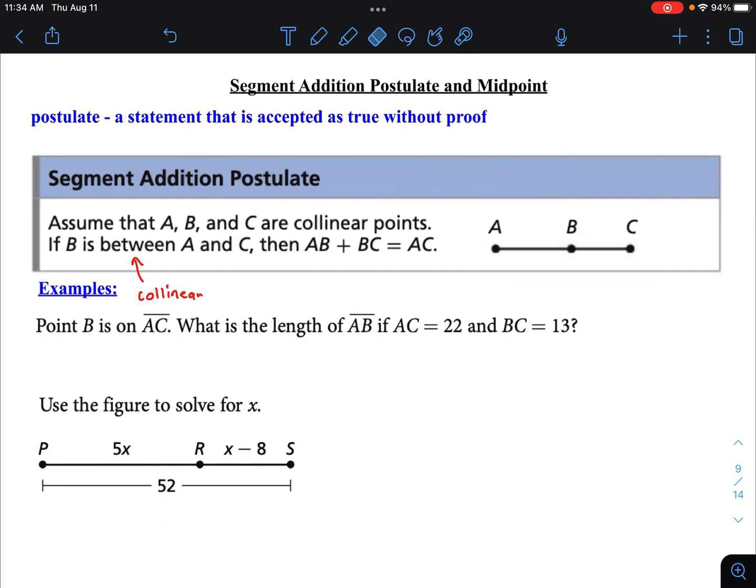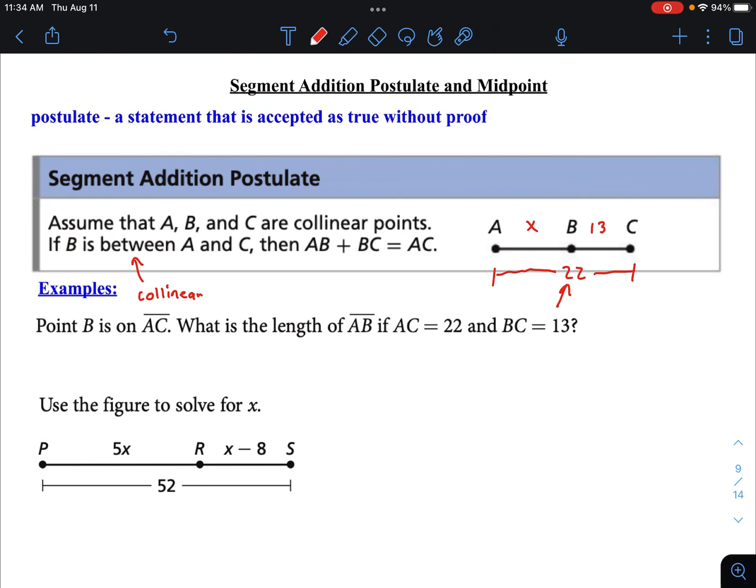But we're going to do a few examples. So for the first example, point B is on line segment AC. In fact, I'm going to use this picture right above here for this problem. And they want to know, what is the length of AB if AC is 22? So I'm going to say, okay, this whole line is 22 units long. BC is 13. We want to know what AB is. I'm going to call that X, since currently I don't know what it is.